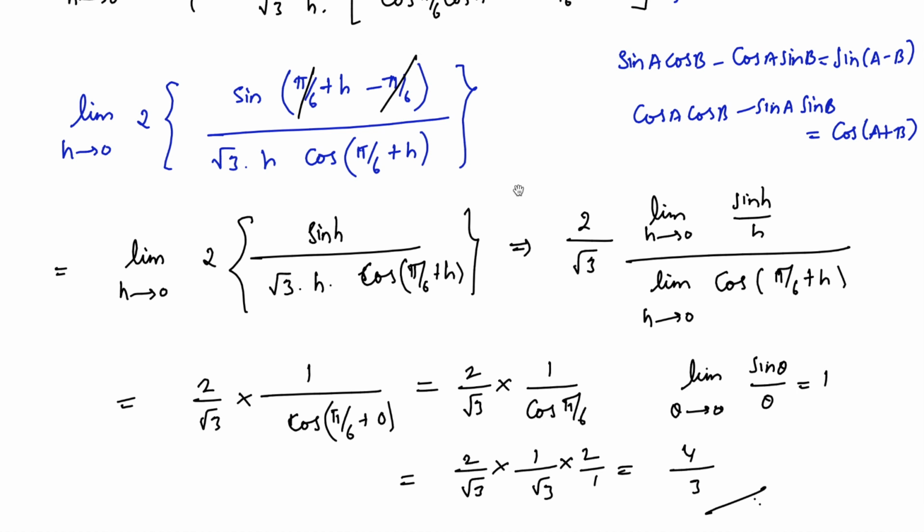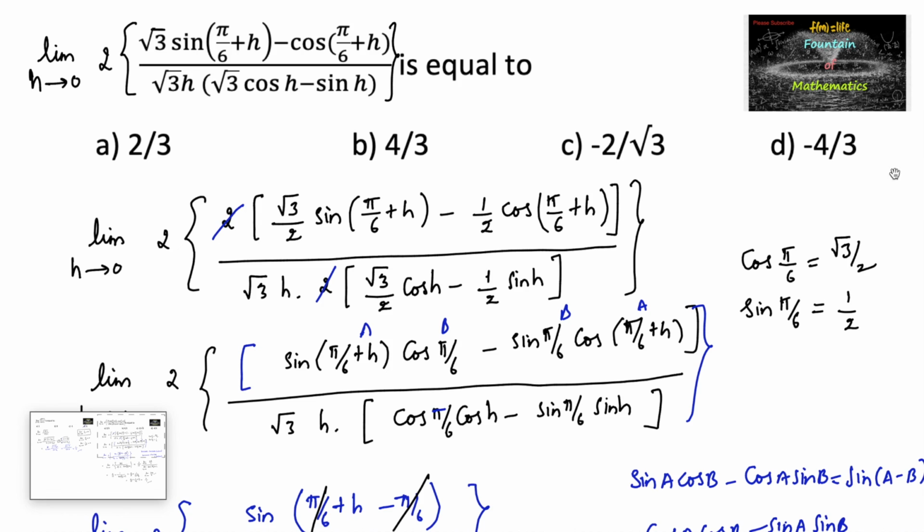So 4 upon 3 is the answer, which is our option B. Option B is the answer.